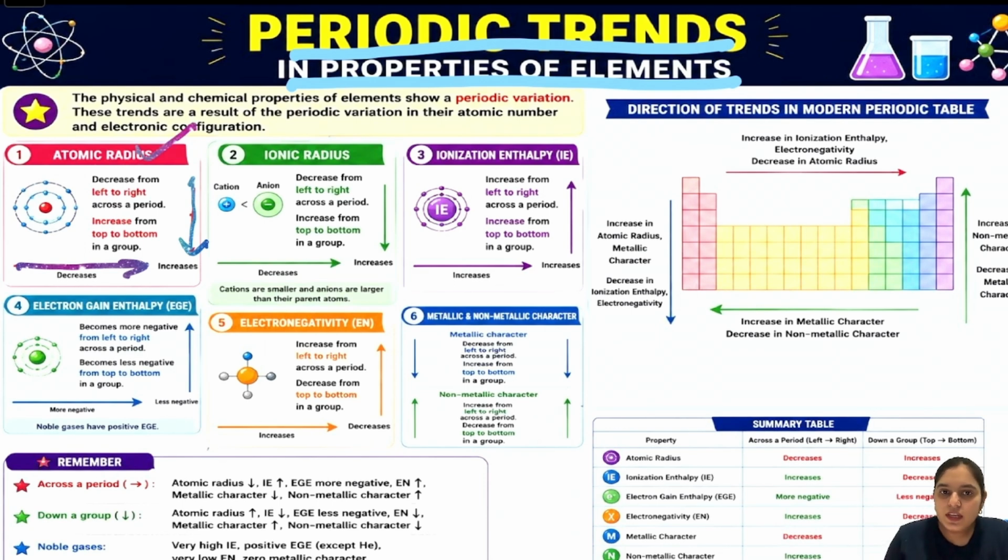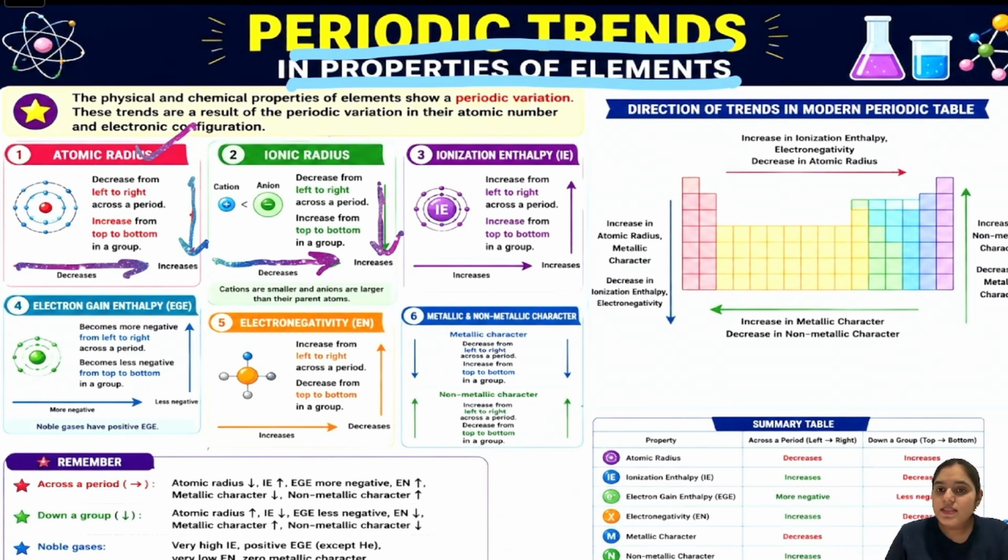Next is ionic radius. The ionic radius depends on whether the ion is a cation or an anion. A cation is smaller than its parent atom because it loses electrons. An anion is larger than its parent atom because it gains electrons. The trend is that across a period, the ionic radius generally decreases and down the group, the ionic radius increases.